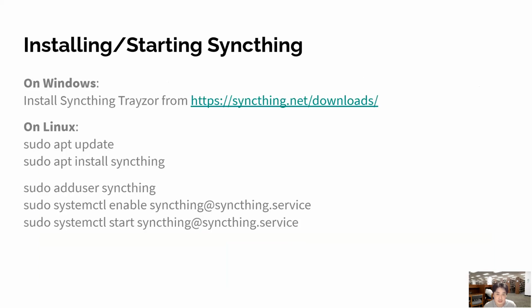So the first thing we're going to do is install Syncthing on both Windows and Linux. So for Windows, it's super easy. You go to this website and you click download. For Linux, it's the same thing, but you install it via the terminal.